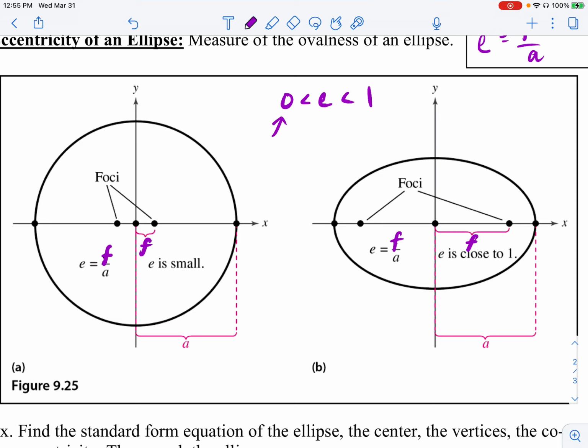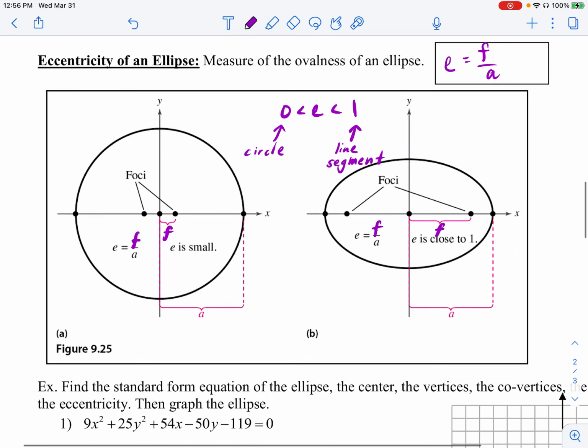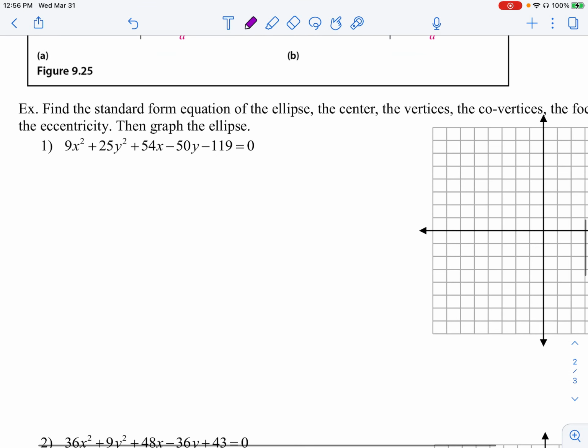Well, if your eccentricity is 0, that means your ellipse is approaching a circle. If it gets closer to 1, then it's closer to that of a line segment. Imagine a rubber band. If you were to pull on both opposite ends of a rubber band, you get something that looks closer to a line. All right, so with that all being said, let's go ahead and try some practice problems here.